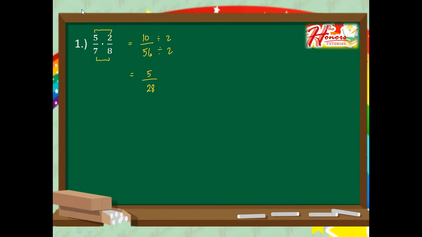Yes, it is. Why? The first reason is this. 5 over 28 is already a proper fraction, meaning you don't need to change that into a mixed number. The second reason is this. There's no number that can divide your numerator and denominator at the same time without remainder. Now let's move to number 2.